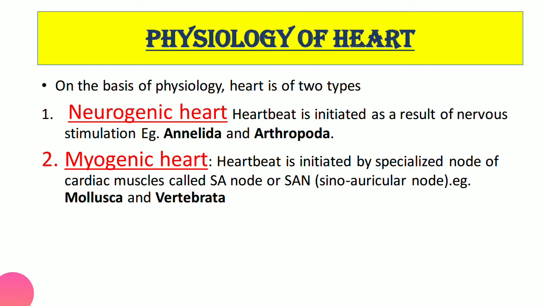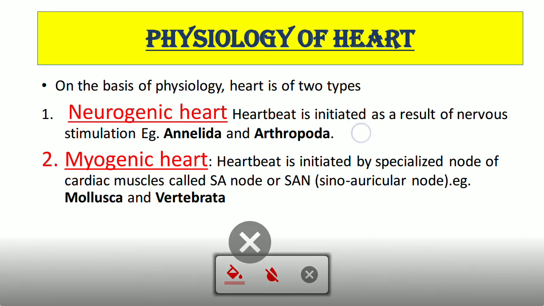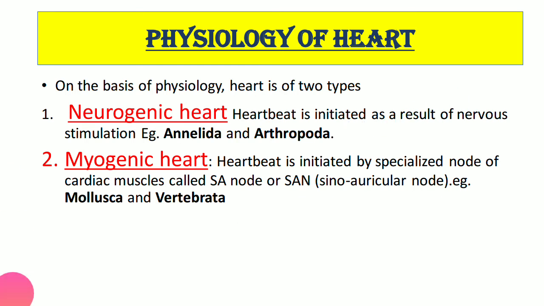What is the physiology of the heart? On the basis of physiology, the heart is of two types: the neurogenic heart and the myogenic heart. Neurogenic means the nervous system controls it completely. Myogenic means the cardiac cells themselves are modified into special nodes which have the ability to generate action potential. The myogenic heart is seen in the mollusca and vertebrata, and the neurogenic heart is seen in the annelida and arthropoda. In the myogenic heart the cardiocytes themselves are modified and can generate impulses, but the nervous system and some endocrine system also coordinate it so that the rhythm can be maintained.